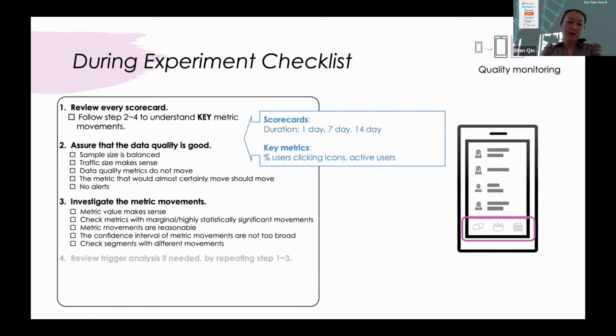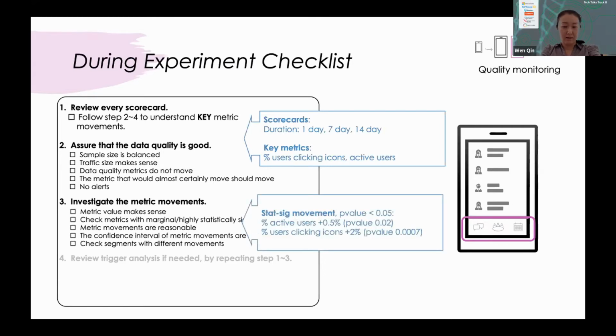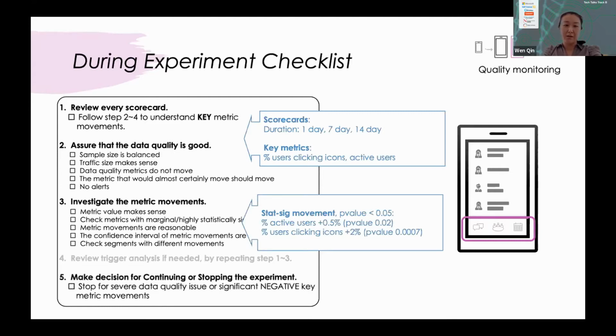Here is also a list of checkpoints. For example, the metric value makes sense. You don't have any 0 or negative values for your metrics. And you want to check the statistically significant movements for your metrics. With all these checkpoints, you found out that your success metric and your key metrics have a statistically significant improvement, which is a good sign. After having all this information, you go to the last step.